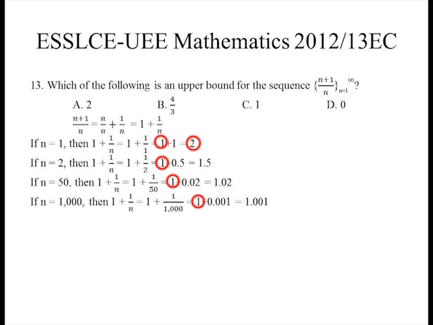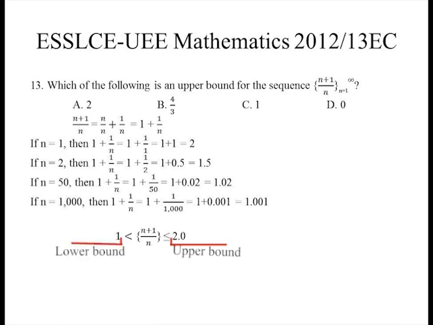As n approaches infinity, 1 over n approaches 0, and hence 1 plus 1 over n approaches 1. Thus, the sequence is bounded between 1 and 2, that is 1 < (n+1)/n ≤ 2. 2 and numbers greater than 2 are upper bounds. 1 and numbers less than 1 are lower bounds. So choice A is the right answer. That is, the upper bound from the given alternatives is the number 2.